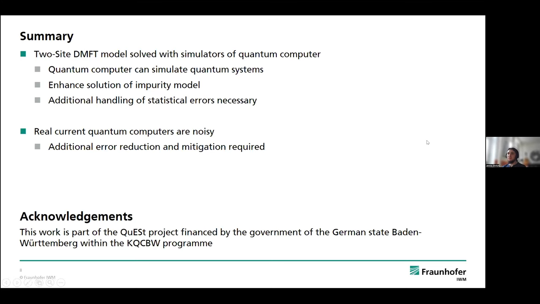Let me finally just mention that the work was financed by the government of Baden-Württemberg, a state in Germany. And with this, I conclude and am open for questions.